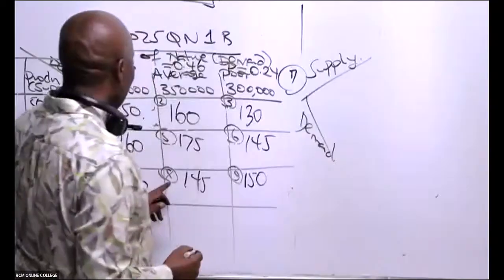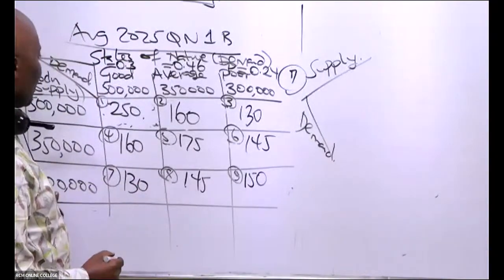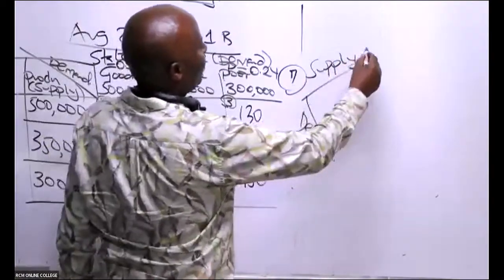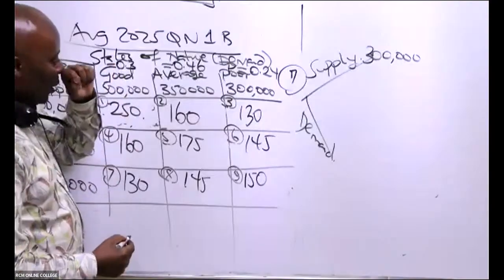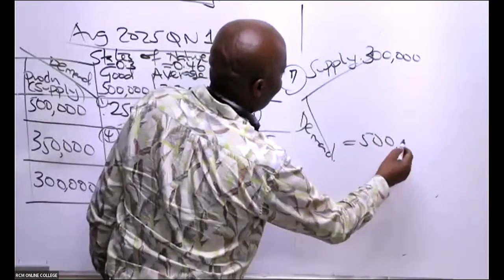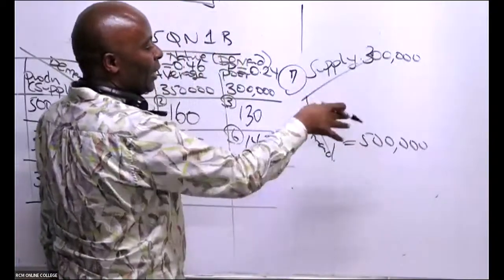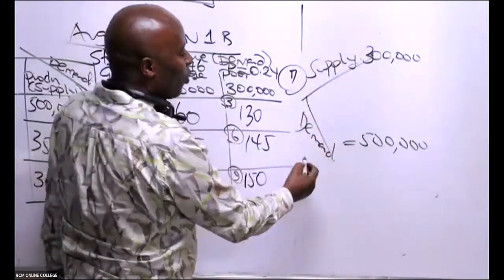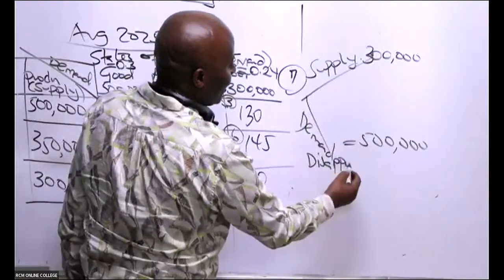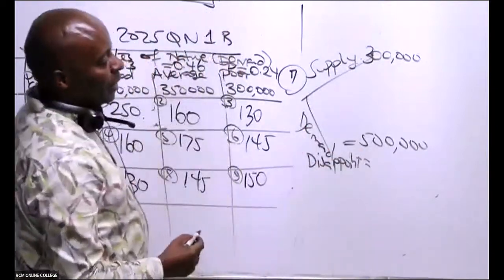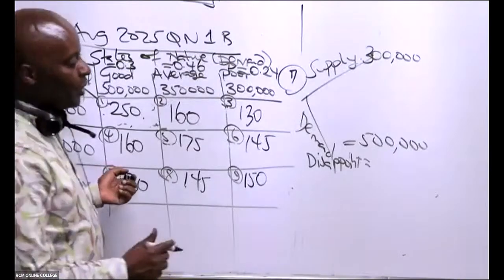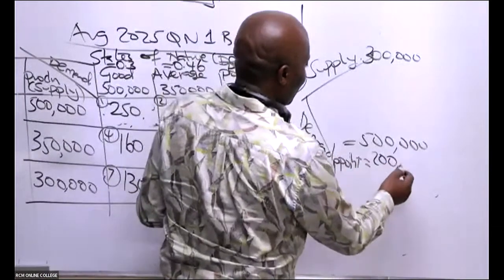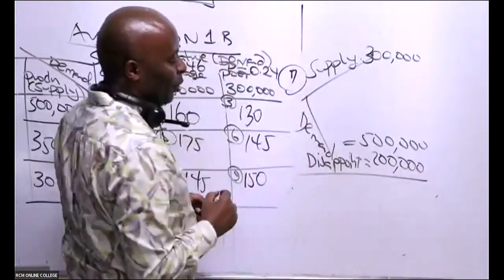So supply for cell number 7 is how many? 300,000. And then demand is how many? 500,000. So in this case it is a situation of demand outstripping supply. So it's a question of disappointment. I'm going to disappoint how many customers that will come to my shop and will not be able to get the umbrellas? 200,000. So I disappoint 200,000.